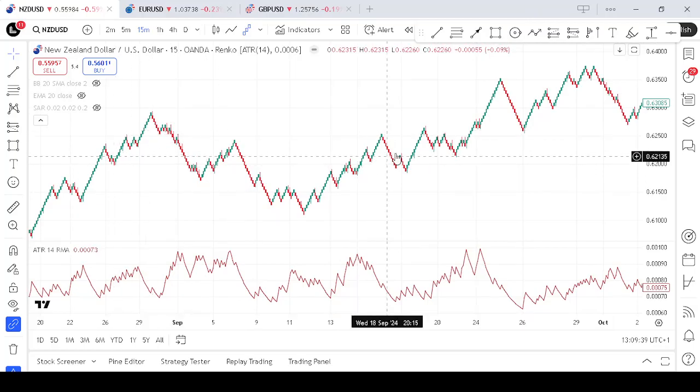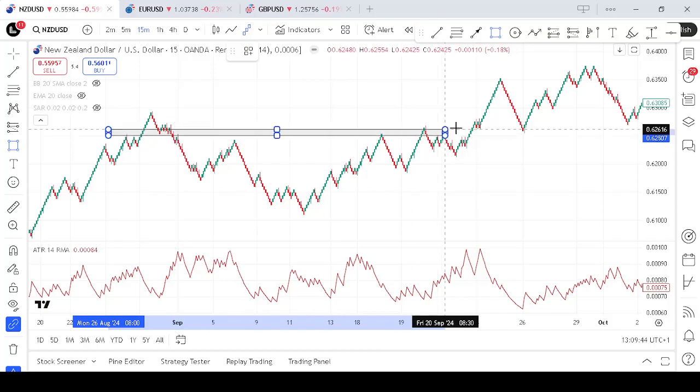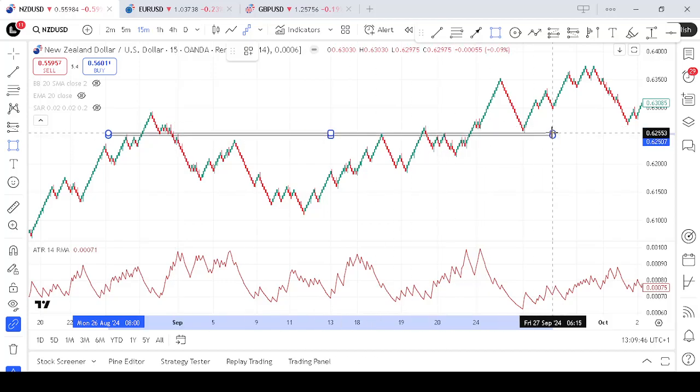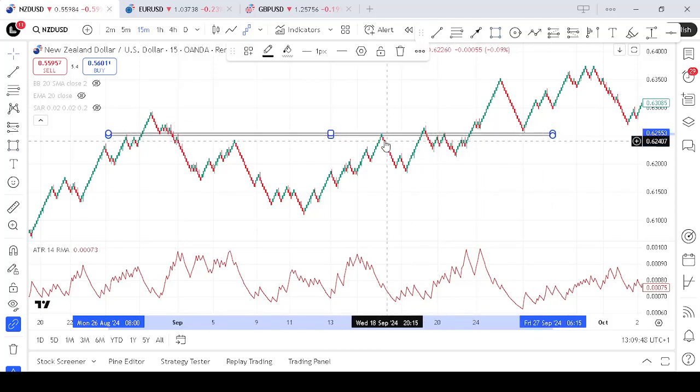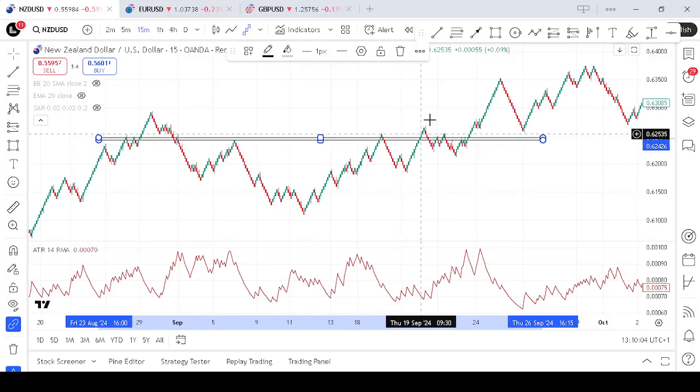You can see from this chart, price tested this area. It was difficult for price to break through this resistance point. Even at this point, you can see price kept on reacting from this area. It broke out, broke back inside. You can see this area is a very strong resistance point.